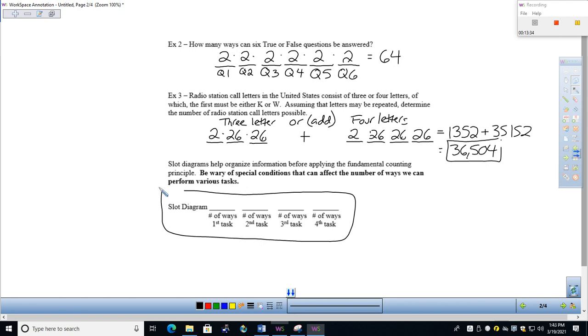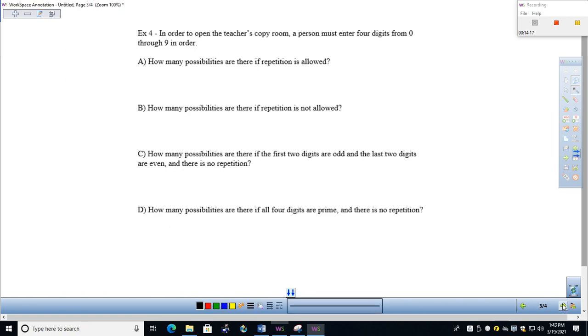So let me just read this, and then we'll go through the last couple examples together. Slot diagrams help organize information before applying the fundamental counting principle. And I put this in bold. Be wary of special conditions that can affect the number of ways we can perform various tasks. So the first thing we need to do is account for the conditions. Alrighty, and we'll see this on the back side of your sheet here. Okay, let's go ahead and get into the next example. Looks like several different variations on it, but again, just keeping the premise straightforward, and then we can go from there.